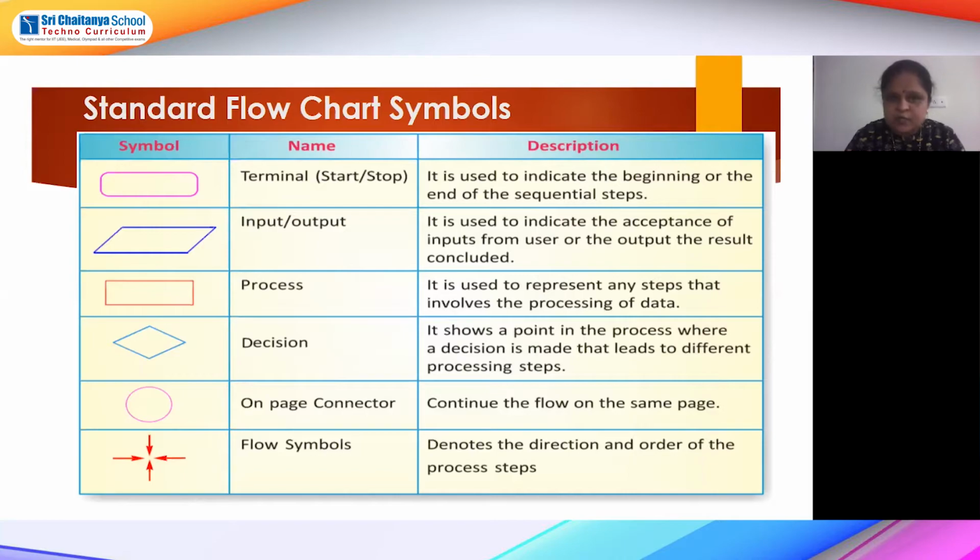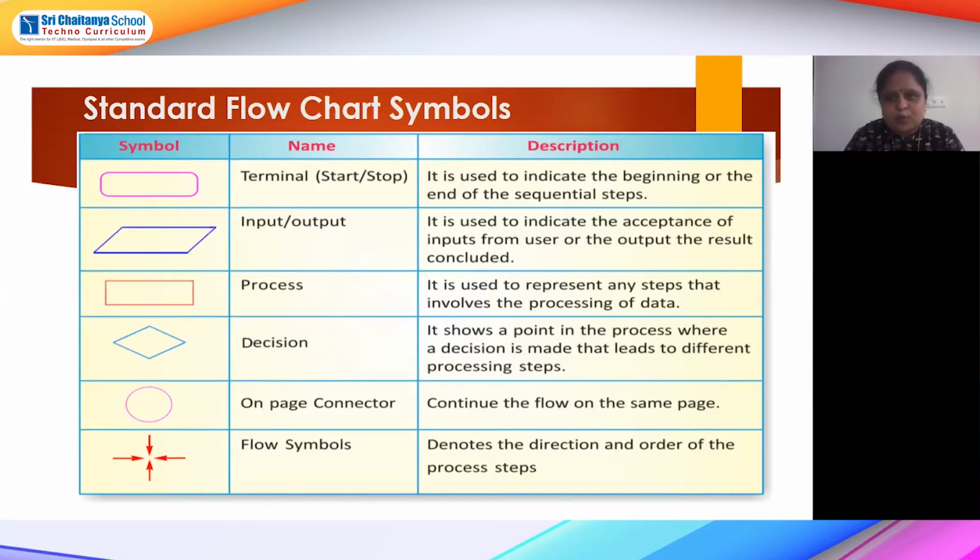The first one is the terminal symbol. Each flowchart will start with a terminal symbol and it will end with a terminal symbol. Now, the second one is input output, which is used to read something or to display something. Now, the third one is a process. To calculate or to do a process we use this symbol.